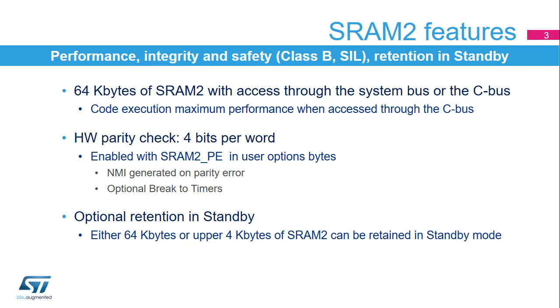The parity bits are computed and stored when writing into the SRAM. Then they are automatically checked when reading. If one bit fails, an NMI is generated. The same error can also be linked to the break input of the timers. Note that the SRAM 2 parity check is disabled by default. Either 64 kilobytes or upper 4 kilobytes of SRAM 2 content can optionally be retained in standby.